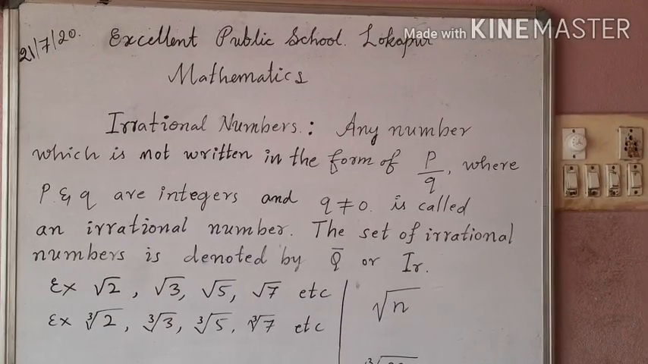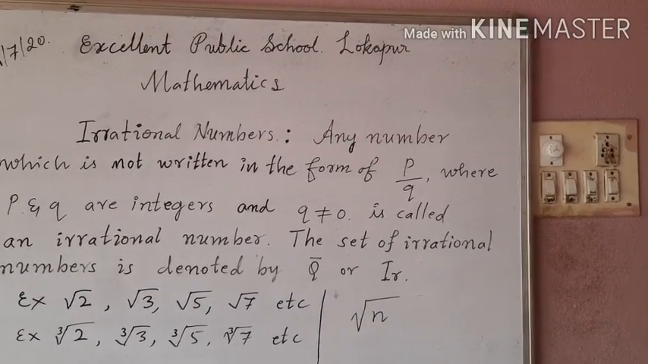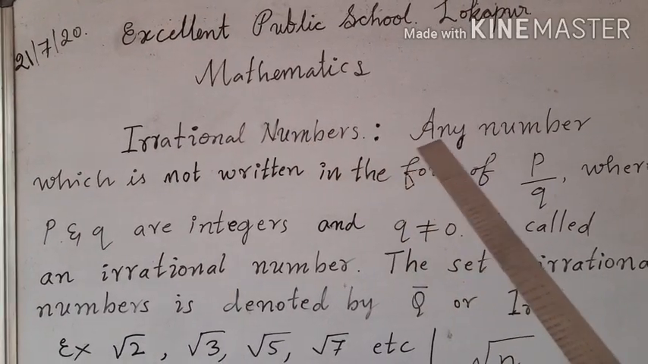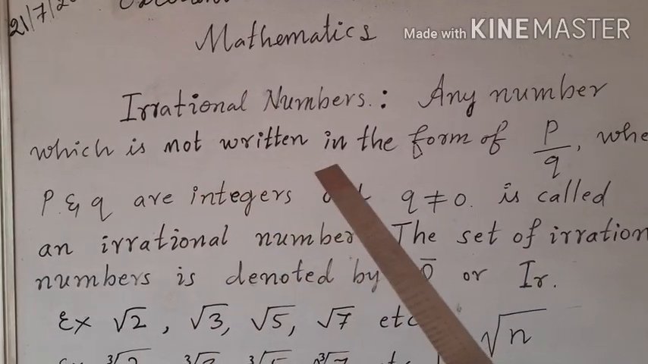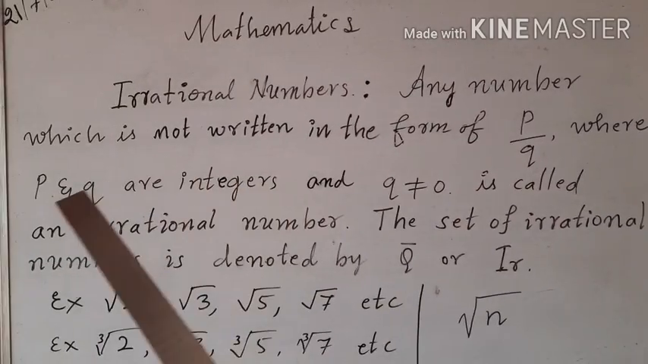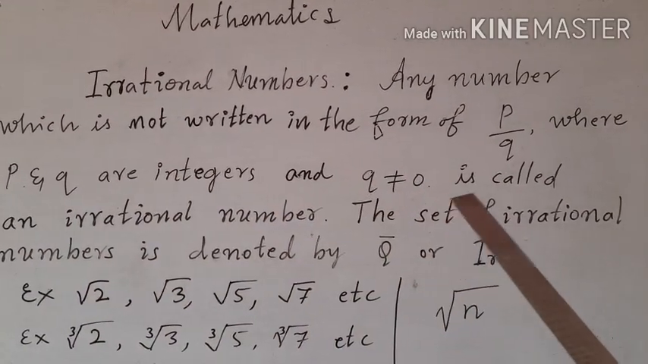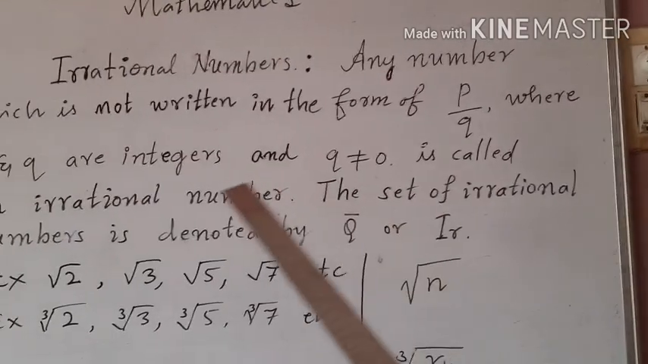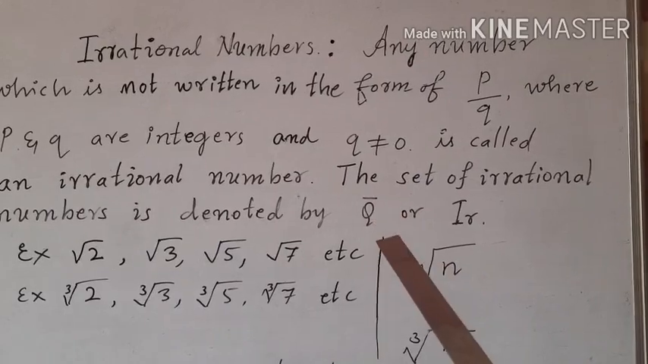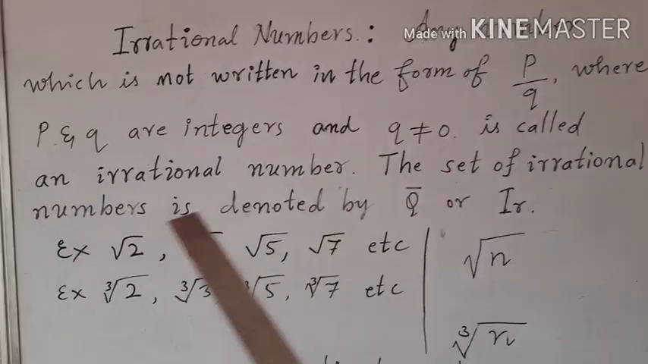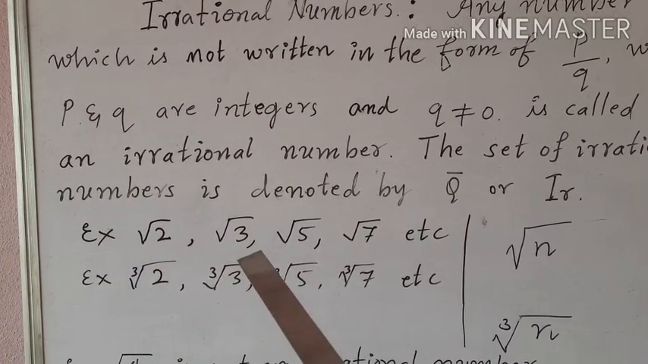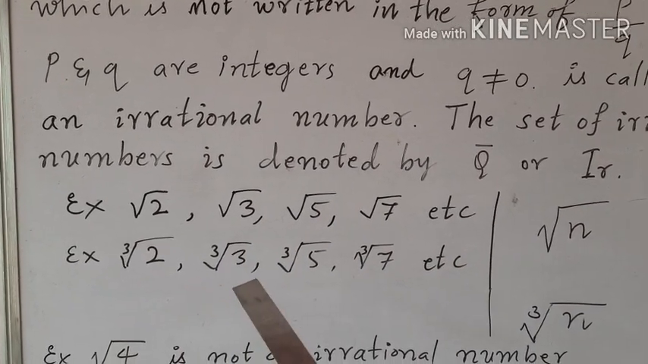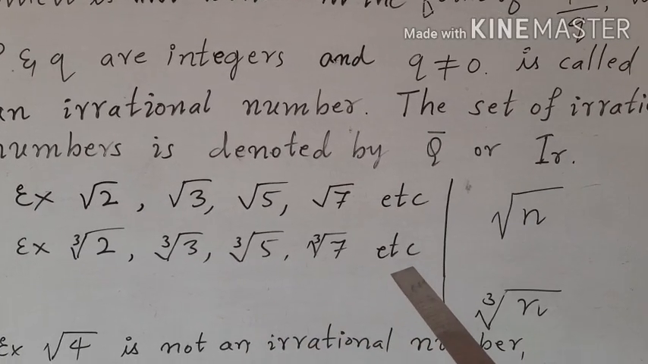Now look at the board children. Irrational numbers. Let us understand the definition of irrational numbers. Any number which is not written in the form of p by q, where p and q are integers and q is not equal to 0, is called an irrational number. The set of irrational numbers is denoted by Q bar or IR. Examples for irrational numbers are root 2, root 3, root 5, root 7, etc. and cube root of 2, cube root of 3, cube root of 5, cube root of 7, etc.